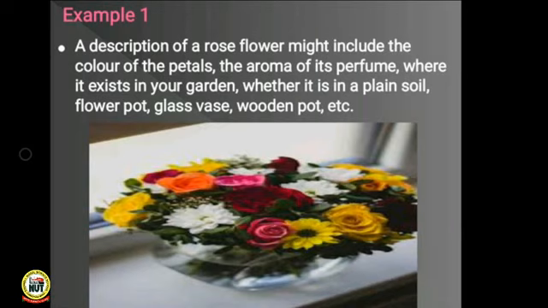You can see flowers, and I want you to notice very closely. Do we just have a rose flower there? In your own observation, what can you note? What are the different types of flowers you can see? You can see their colors. And in your own observation, this bouquet is in what? Is it in a wooden pot, in a glass vase, in a flower pot, or is it on a plain soil?